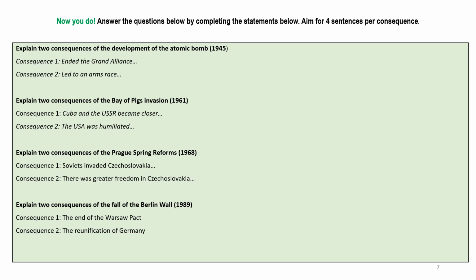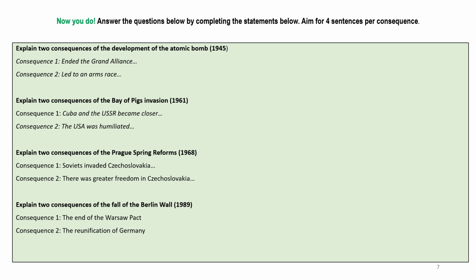The second consequence, there was greater freedom in Czechoslovakia. So what did the Prague Spring actually say, and what did that mean for the people in Czechoslovakia? So think about what happened to the press, think about what happened to the secret police, and think about what happened to people's daily lives.